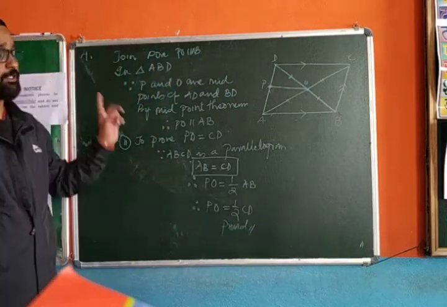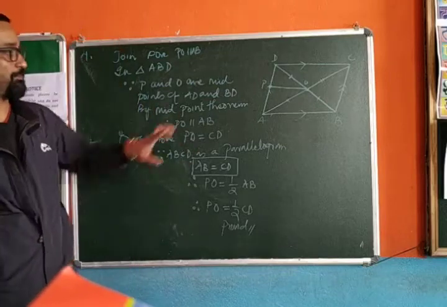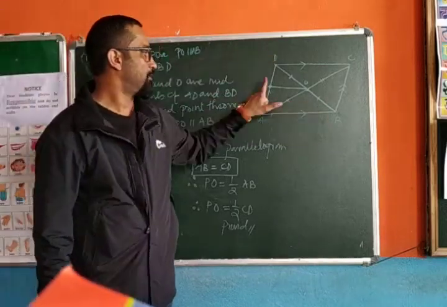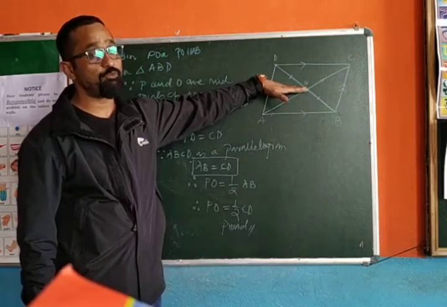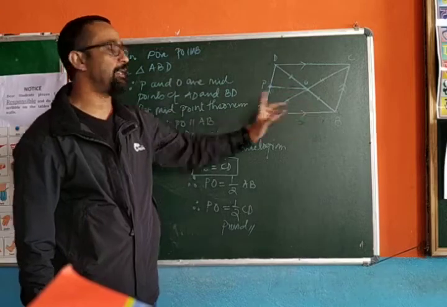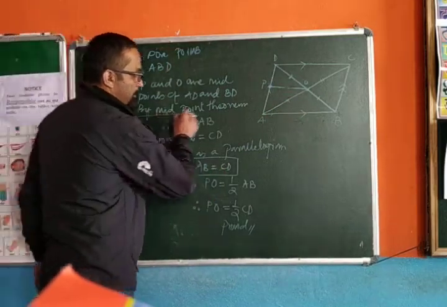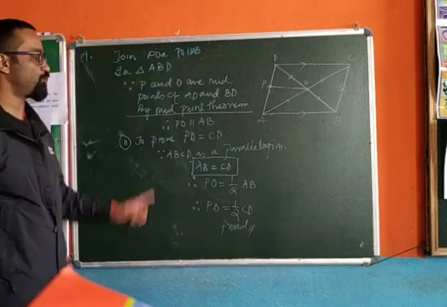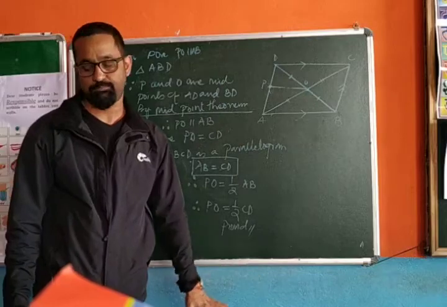This is the application of the midpoint theorem. You take the triangle, and P and O are midpoints, so the line passing through the midpoints is parallel to the third side and it is half of it. You don't have to write the statement of the midpoint theorem, you just mention here by the midpoint theorem and then do the proving.